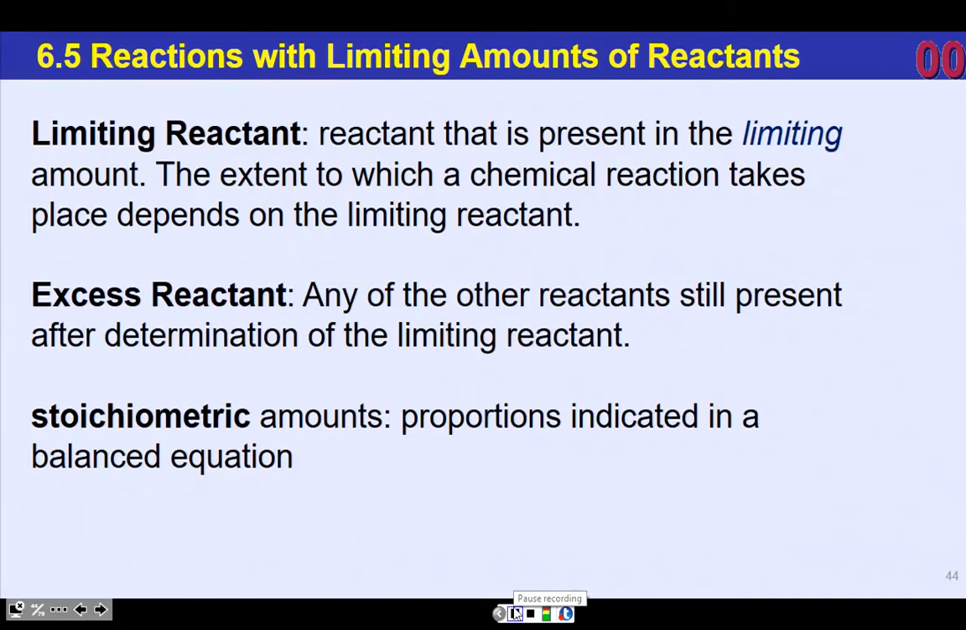Those are the kinds of things we need. When we're discussing these topics, we're going to have to make some definitions. The limiting reactant is a reactant which is present in a limiting amount, and the extent to which a chemical reaction takes place depends on that limiting reactant. It's only going to give you as much product as that reactant allows. The excess reactant will be the other one, and sometimes there's more than one, but any of the other reactants still present that are left over after the determination of the limiting reactant.